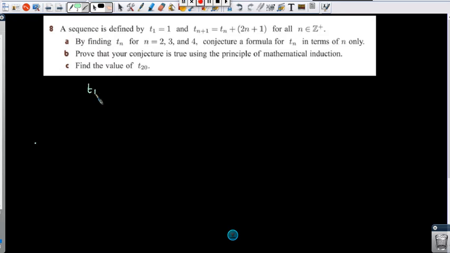So we've got T1 equals 1. We now are going to work it out for T2. So how do we find T2? That's going to be T1 plus, so to get T2, n is now 1, correct? So 2 times 1 is 2, plus 1 is 3. What was T1? 1. So 1 plus 3, we get 4. Happy with that?